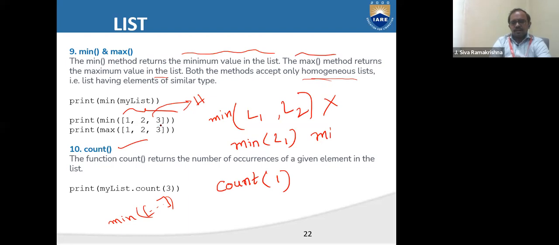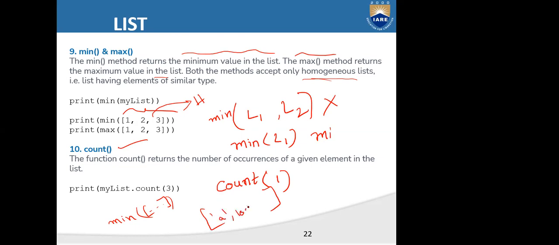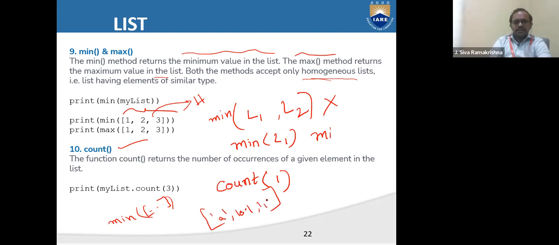Homogeneous means all the elements present in the list should be of the similar data type. Understand? So what is heterogeneous? Heterogeneous means you can define a list using a combination of a string, float, and integer. So this is heterogeneous.